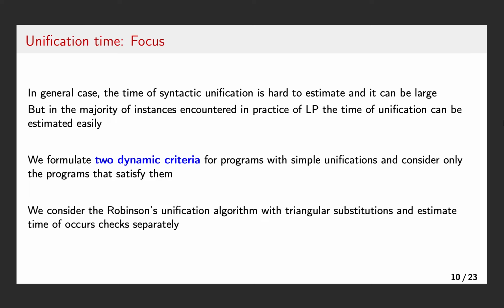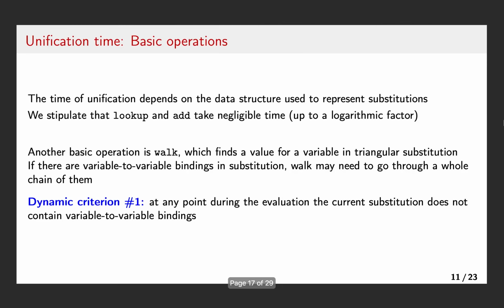to describe our model more rigorously, so we formulate two dynamic criteria for execution of programs that ensure that unifications are simple, and we consider only the programs that satisfy these criteria. We consider Robinson's unification algorithm with triangle substitution that is conventional for miniKanren, and estimate time of an occurs check separately.